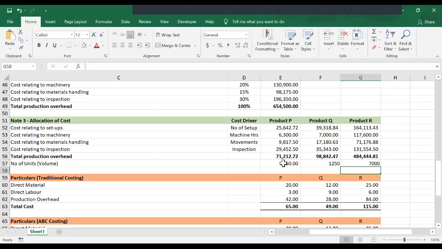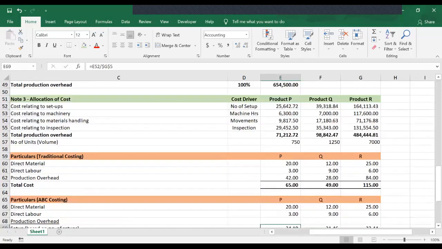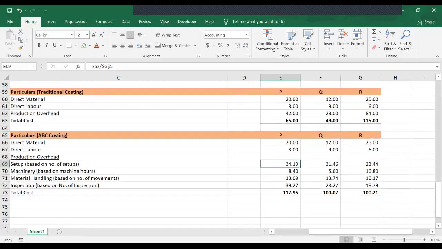Each cost will be allocated on the basis of these 750 and other units. So that's what I've done: this one divided by 750, this one divided by 1250, this one divided by 7,000, and so on. If you calculate all these costs and then the total cost, 23 rupees is the direct cost, and then these are the production overhead, 94 point something.